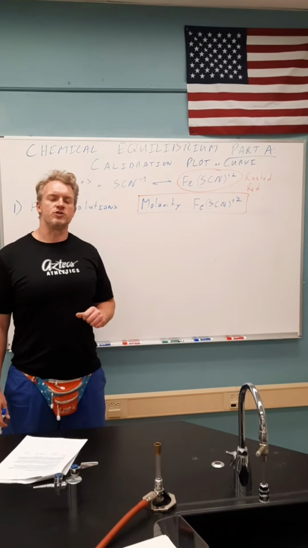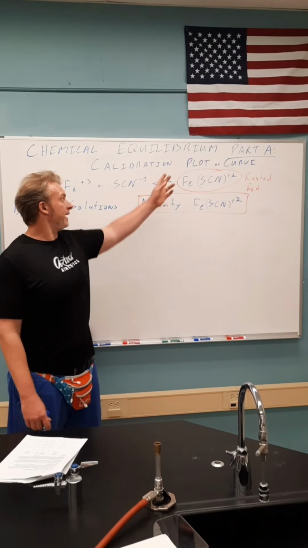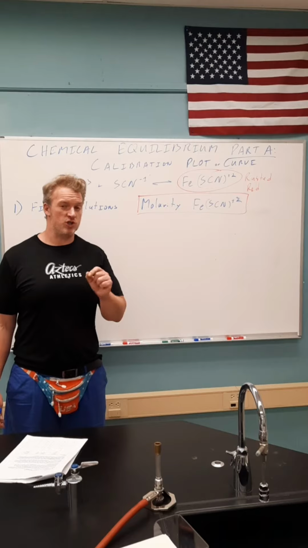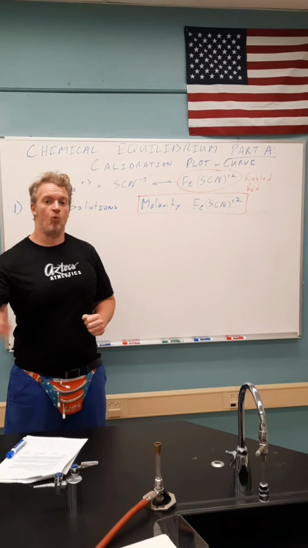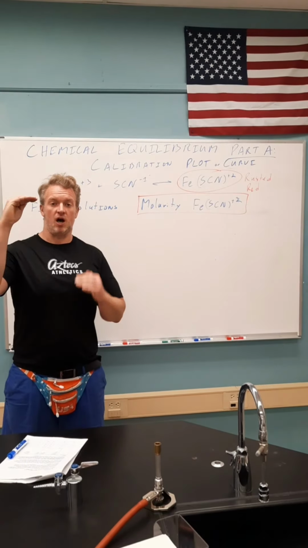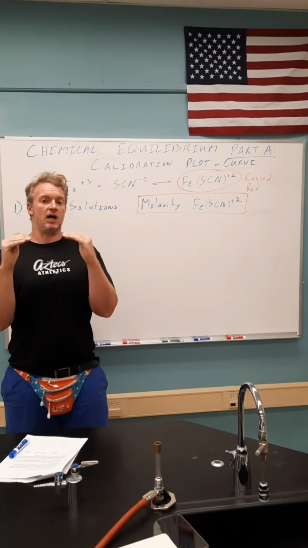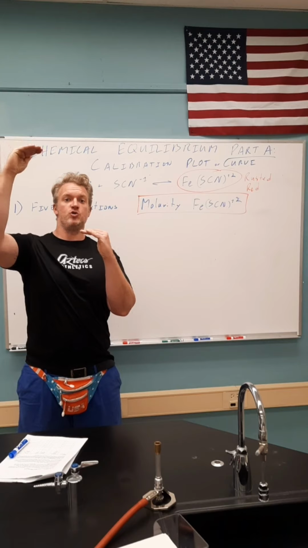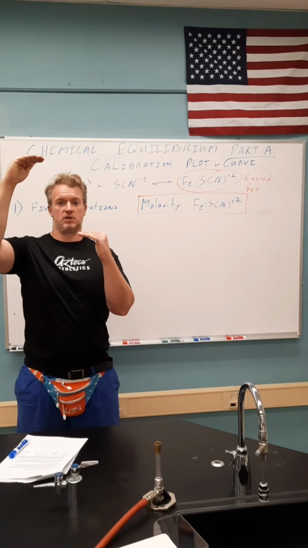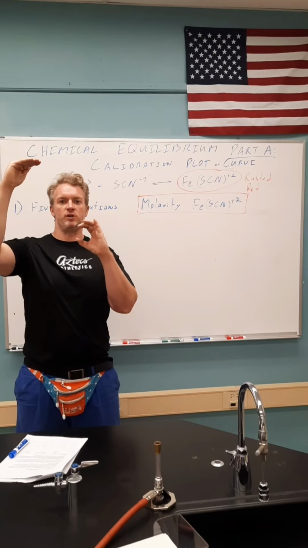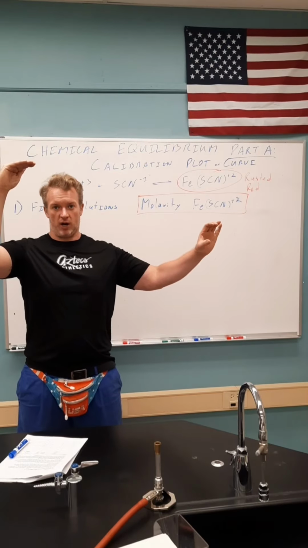The 5 solutions that you create for the Part A calibration plot or curve, I want you to understand that those solutions are designed to have a 100-fold excess of a reactant. We have 2 reactants present. And logically, if we have a huge excess of one of them, then we can bet that every single one of these will be produced into product.